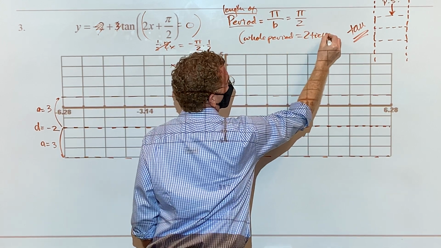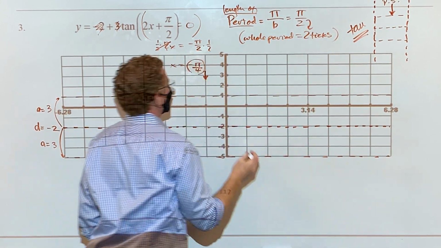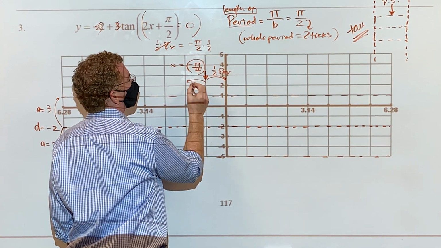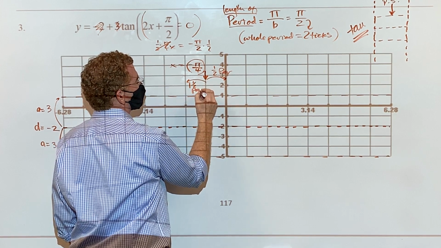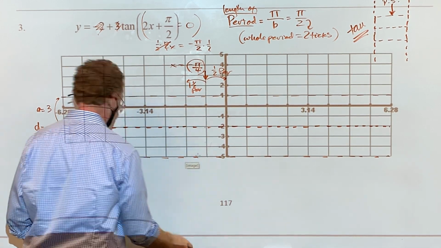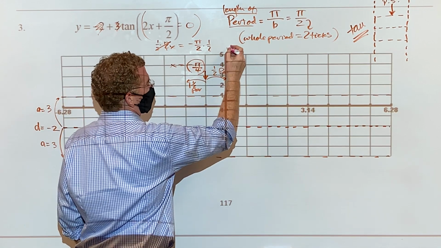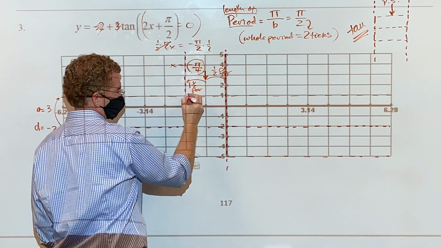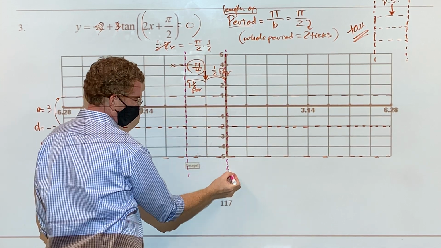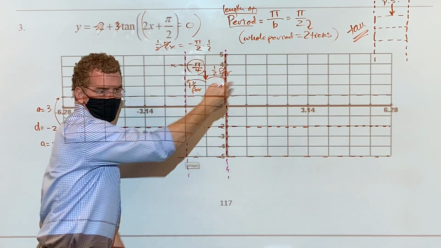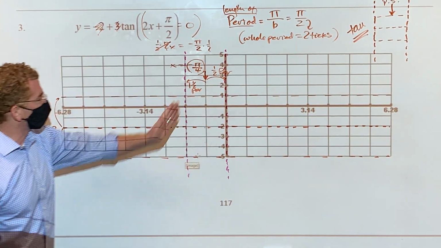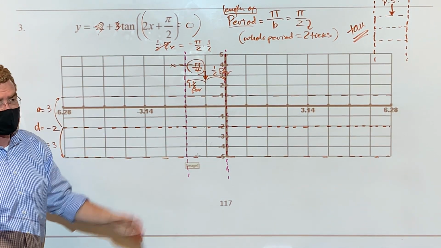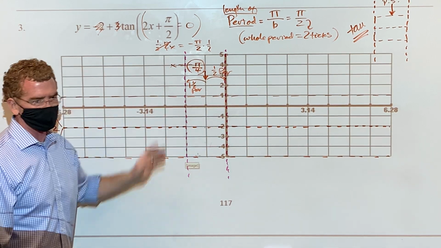So if the whole period is 2 ticks because of this pi over 2, then I want to go half a period that way and half a period that way. So I'm going to go 1 tick to the right. That's my asymptote. And 1 tick to the left. And that represents a total of 1 period. And if I had marked that phase shift with a dotted line, it would have just totally kind of confused me, or potentially confused me, because it almost looks like there's another vertical asymptote.